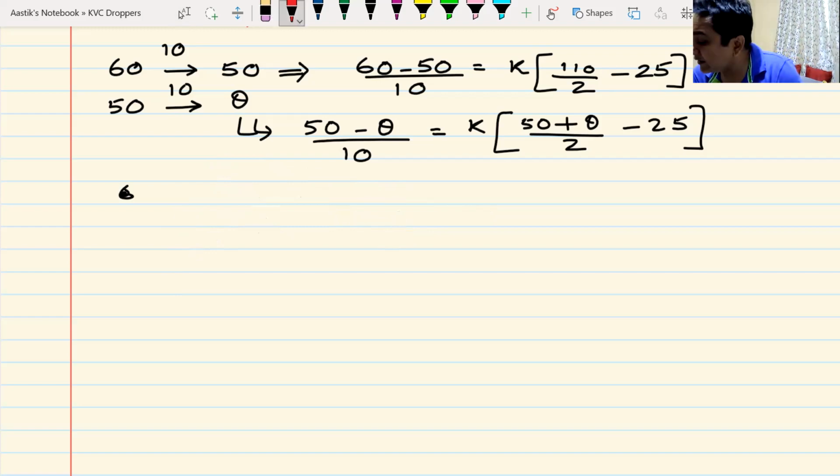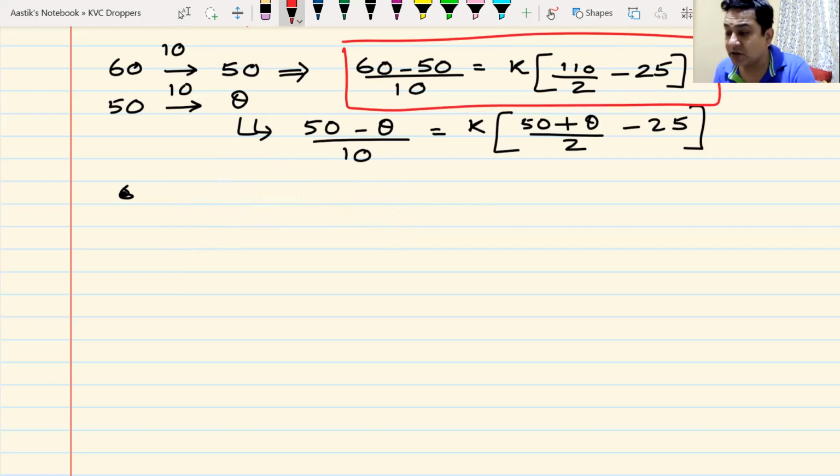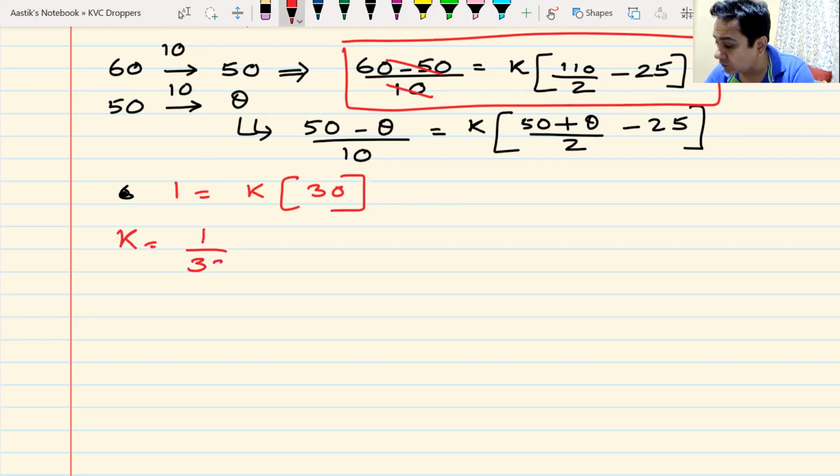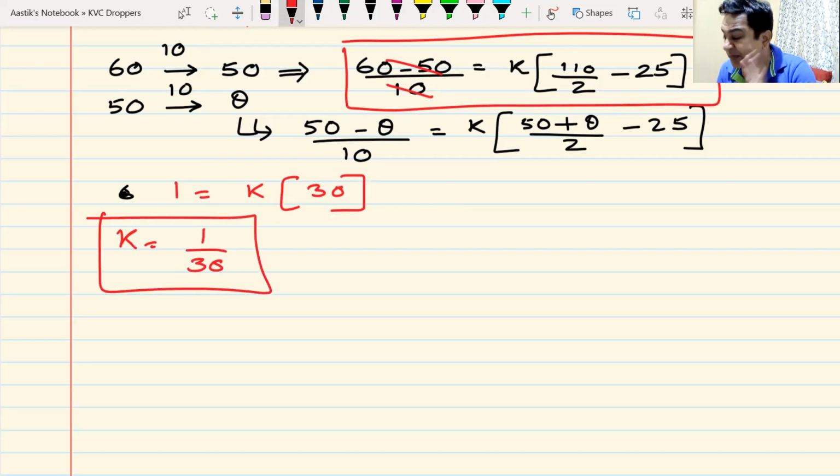Now, look at this equation, which is equation number 1. From equation number 1, I can get the value of k. This is 10, this is 10, so this is 1. 1 is equal to k into 30. Yes or no? So my value of k becomes 1 by 30. Yes or no? Okay, the value of k is 1 by 30.